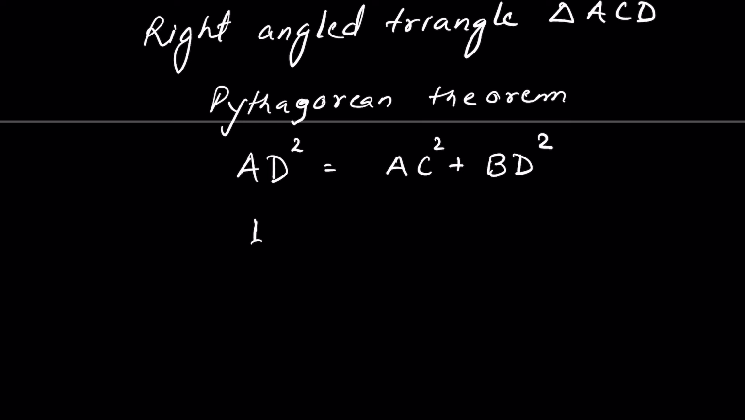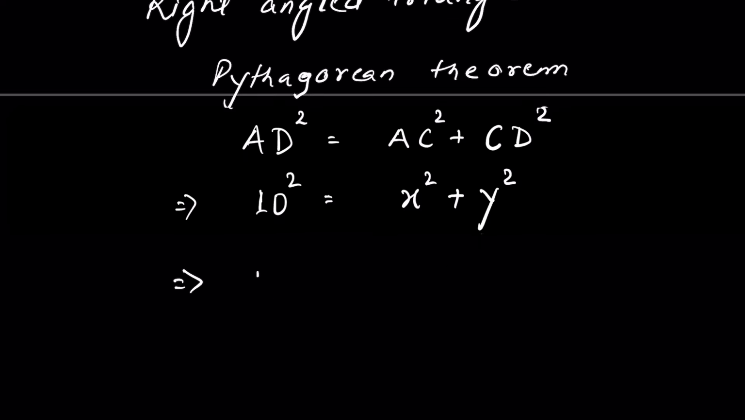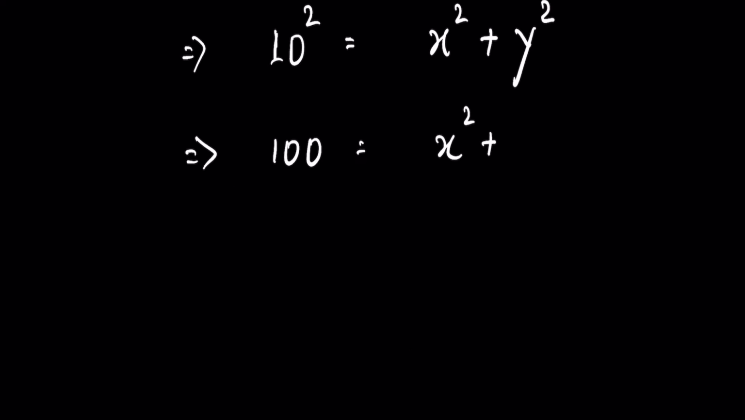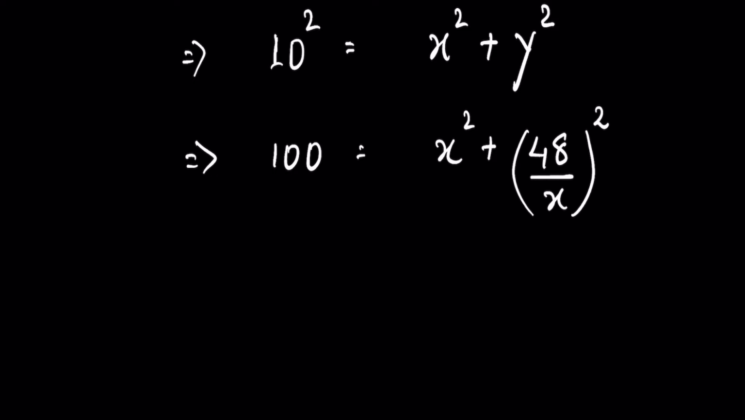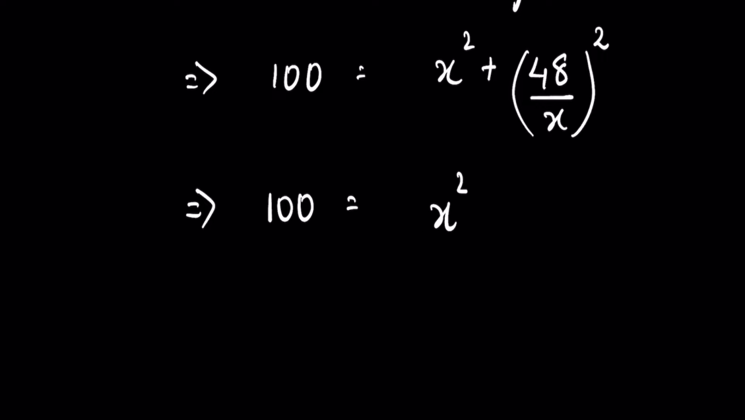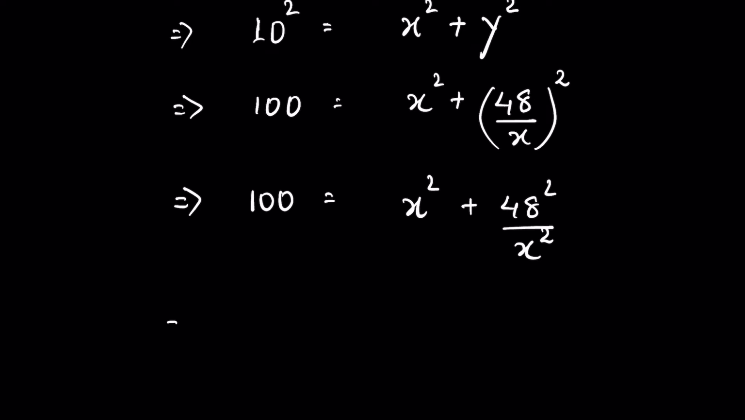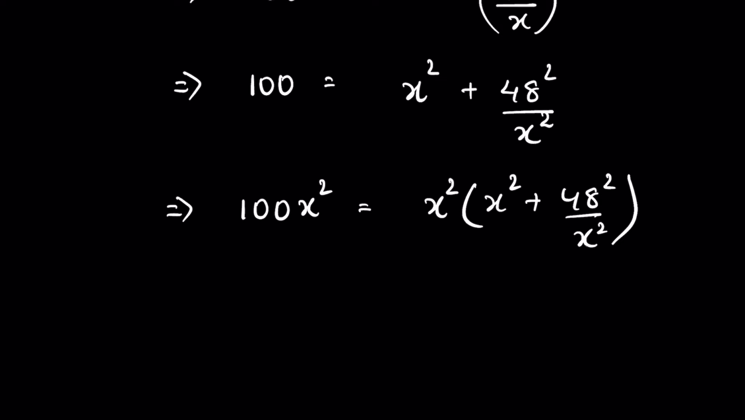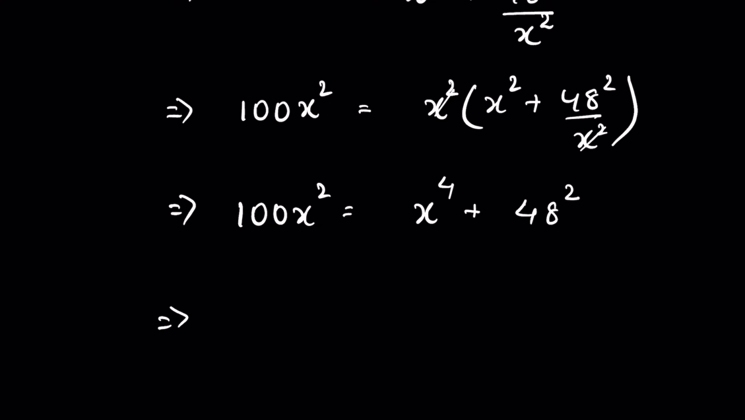AD given here is 10, so 10 square is 100, equal to X square plus Y square. We can put the value of Y from equation 1, that is 48 upon X. Let this be equation 1. So Y square is equal to 48 upon X whole square, or 100 is equal to X square plus 48 square upon X square. Multiply X square to both the sides, then it will be 100 X square is equal to X square times X square plus 48 square upon X square, or 100 X square is equal to X to the power 4 plus, cancel this X square and X square, then it is 48 square.